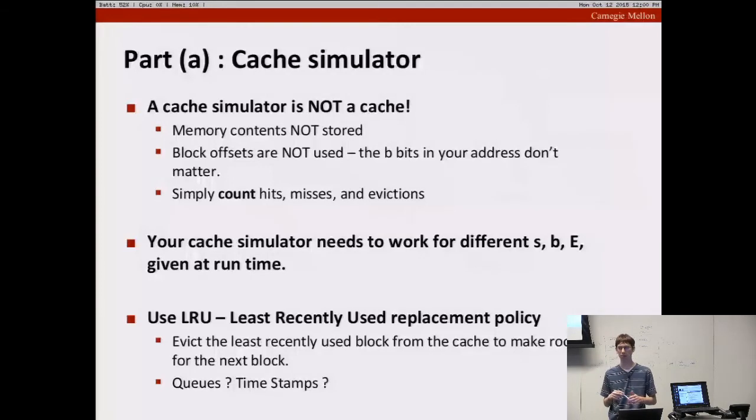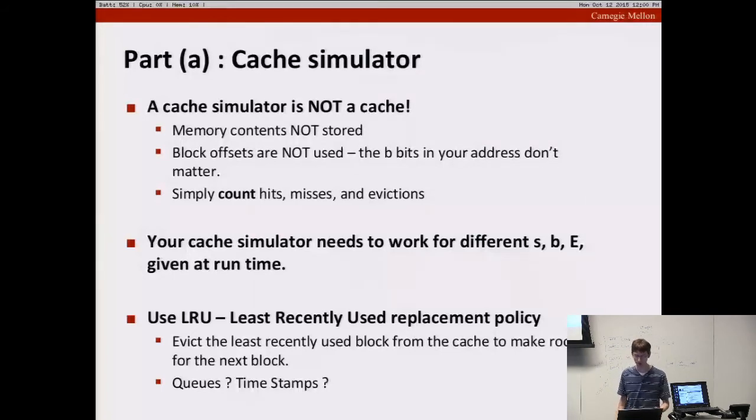So you will be implementing this cache simulator to work for different numbers of set bits, block bits, and lines per set. Those are parameters that are passed in to the program. So however you write it, it has to handle whatever inputs it's given and do the correct thing for those on that run.